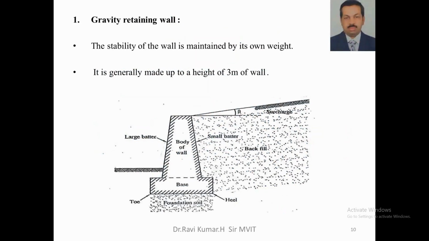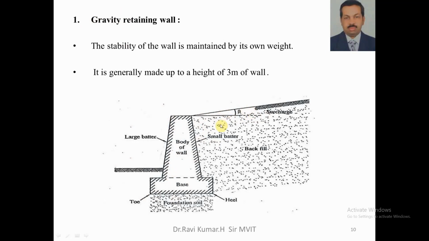The first kind of retaining wall is called the gravity retaining wall, where this is the backfill and this is the existing ground level, and a wall is constructed here. The stability of this wall is maintained by its own weight. Such a kind of retaining wall is called a gravity retaining wall. Generally, the height of this retaining wall is about 3 meters only, and the soil above the ground level here is called subsoil.